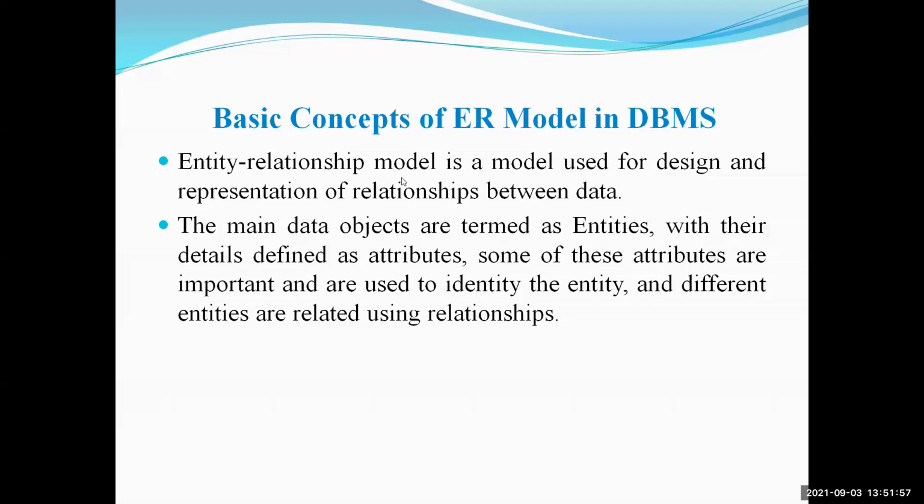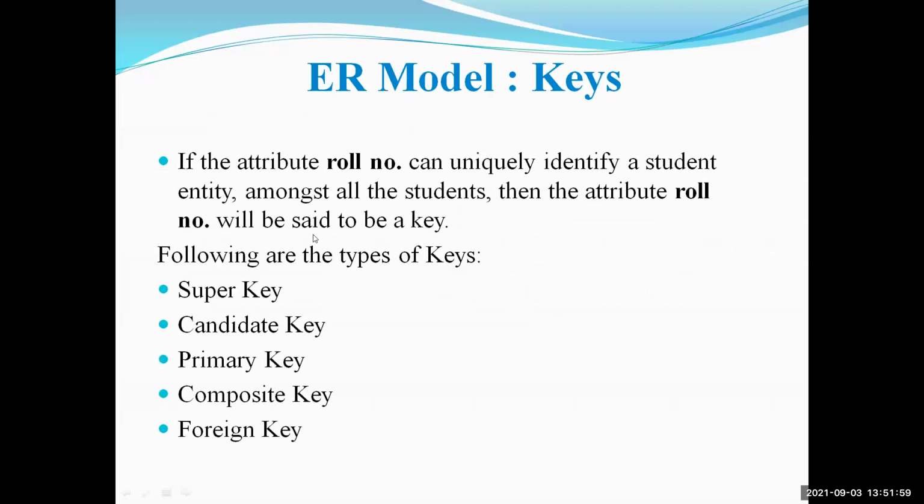Now, something we want to discuss before starting your ER diagram: if the attribute roll number can uniquely identify a student entity amongst all the students, then the attribute roll number will be said to be a key. So there are different types of keys: primary key, composite key, and foreign key. Yes, students? Yes, ma'am.